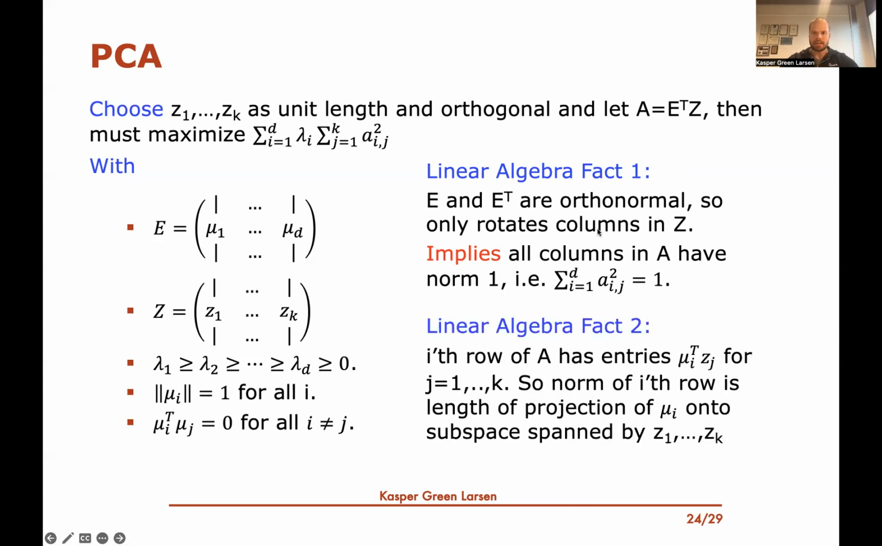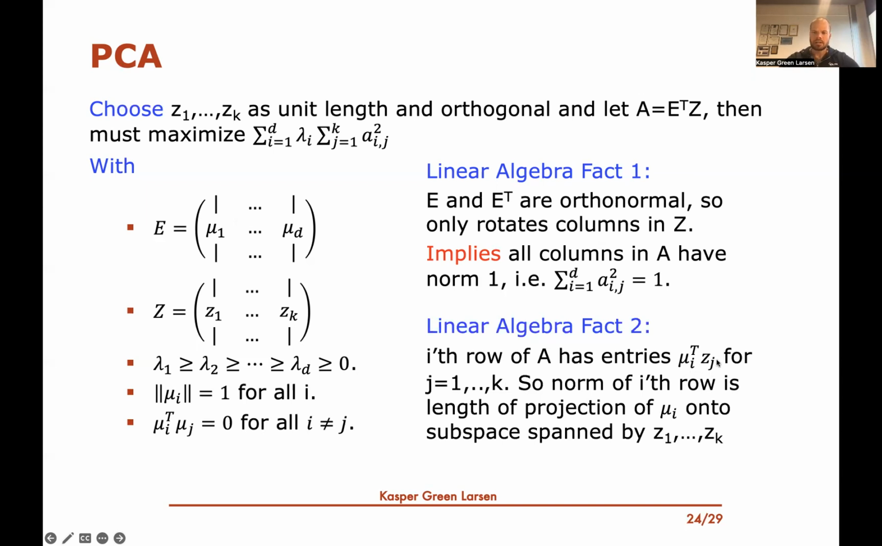Now, the second fact is, let's try and look at the rows. The first fact says something about the columns of A. So what is the row of A? If we take E transpose and multiply it with the set matrix, the ith row of E transpose will be mu i, the transpose of the ith eigenvector. So we're taking this ith eigenvector and multiplying it with the set matrix, which gives you a coordinate for each vector set, and that coordinate is just the inner product between mu i and set j.